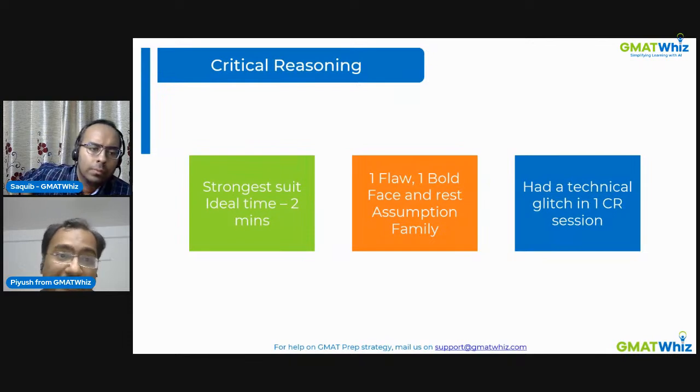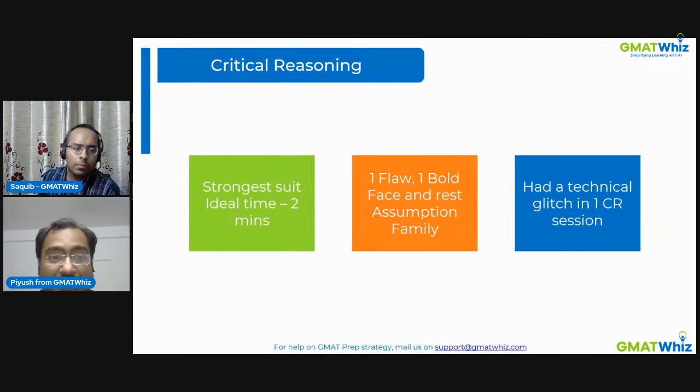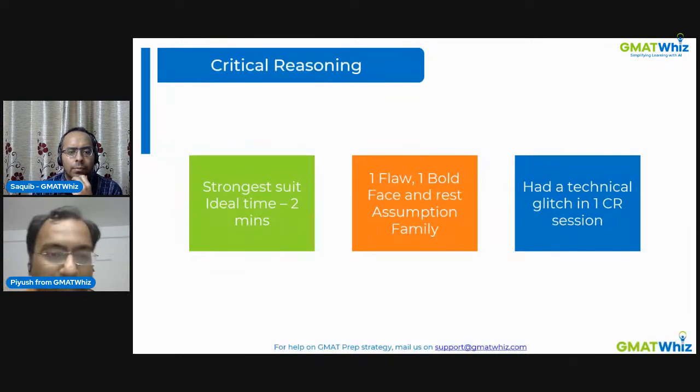I remember in my test, I took a call on CR questions at 2 minutes 45 seconds, or 3 minutes in fact. That was my thought process because I was not that strong at CR. My strongest suit was SC at that point of time. So we took a call that this is the break point. If you don't get it right at this point, you're better off guessing it.